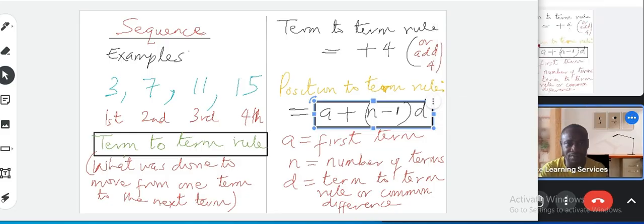Read out the formula. Read out the formula for term to term rule quickly. A plus bracket n minus b.